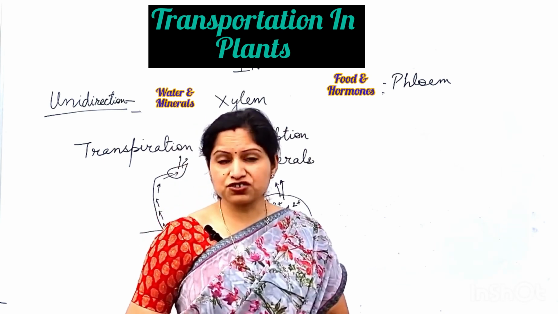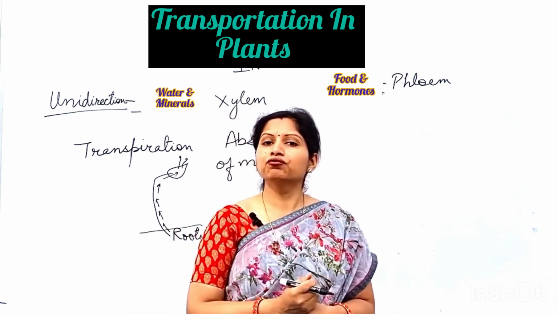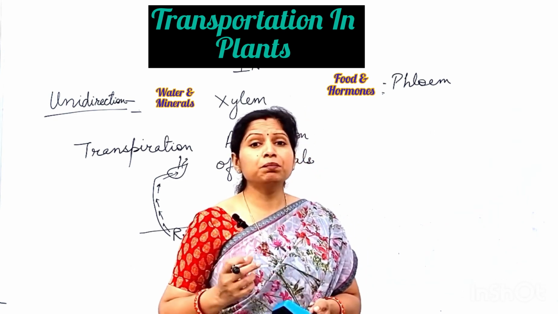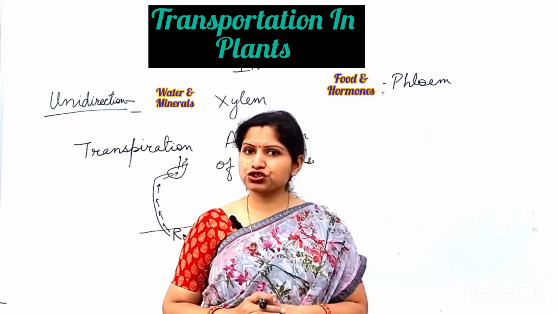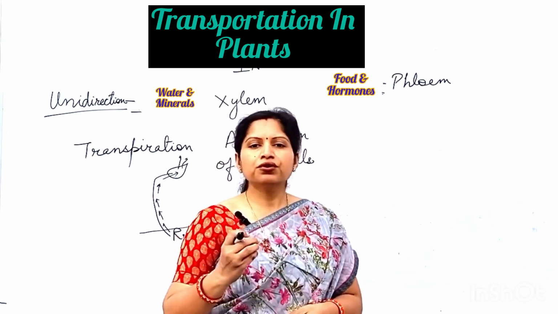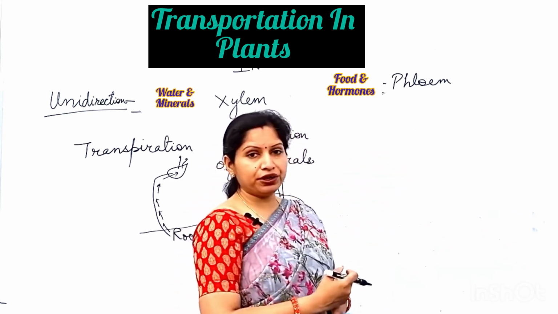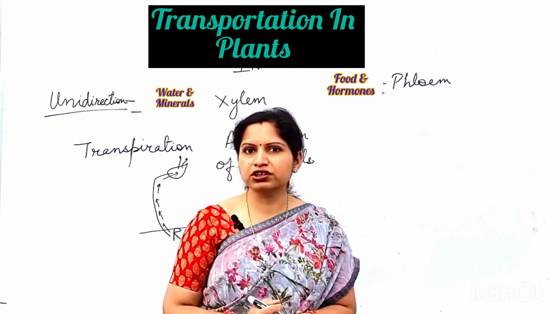Now let's consider the transportation of food. Transportation of food occurs through phloem. This phloem has sieve cells and companion cells. These sieve cells and companion cells help in the transportation of food. Not only food, along with the food, hormones are also transported through the phloem. This food could be in the form of sucrose, that is a form of sugar.